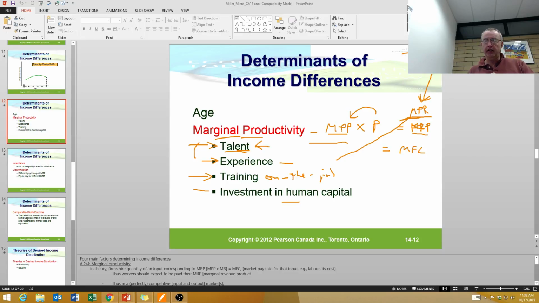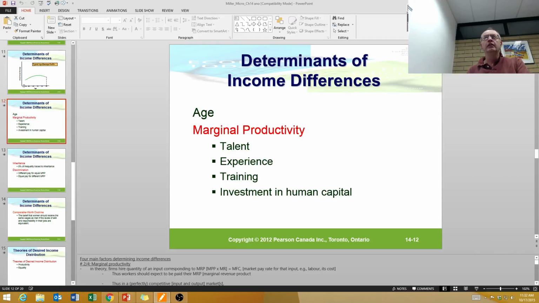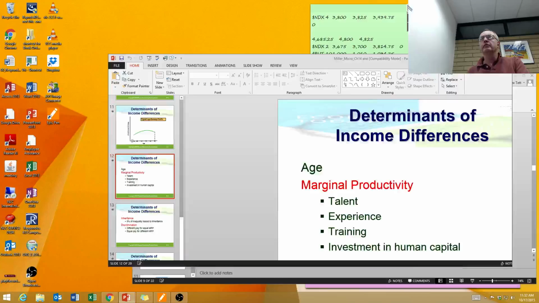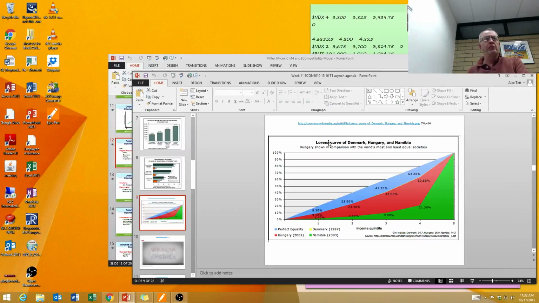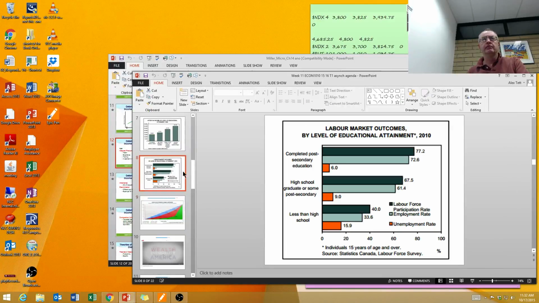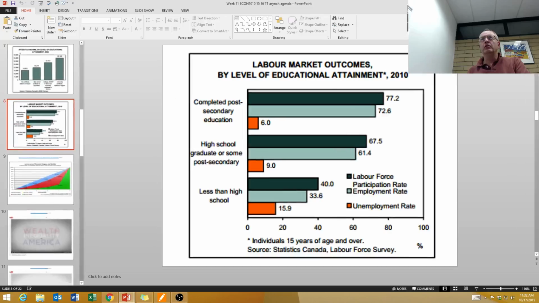So I have a little slide here that verifies this. Let me just find it here. Oh, it's right here. Okay, so this is from TD Bank actually, and it shows labor market outcomes. This is a measure of income on the x-axis, I should write that down.